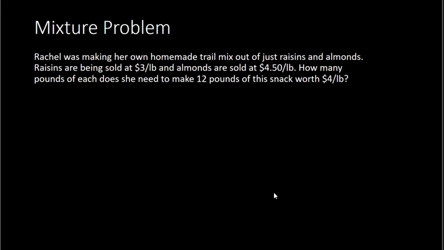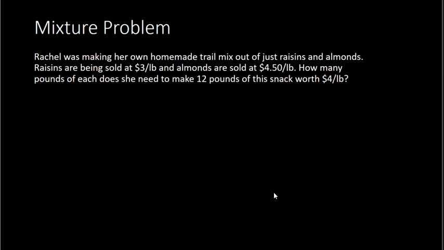So here Rachel is making her own homemade trail mix out of just raisins and almonds. Raisins are being sold at $3 a pound and almonds are sold at $4.50 a pound. How many pounds of each does she need to make 12 pounds of the snack worth $4 per pound?